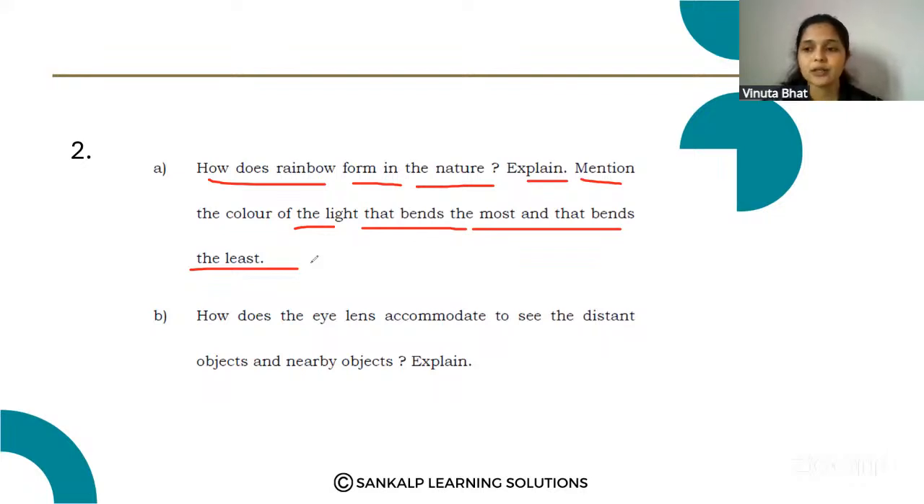Then the second question. So read the B question. This is also a 4 mark question. For question A, 2 marks, and question B is also for 2 marks. How does the eye lens accommodate to see the distant objects and nearby objects? Explain. Please note down this question. Yes, you have already noted down this question. Please note down the second one, that is, mention the colors of light that bends the most and that bends the least.